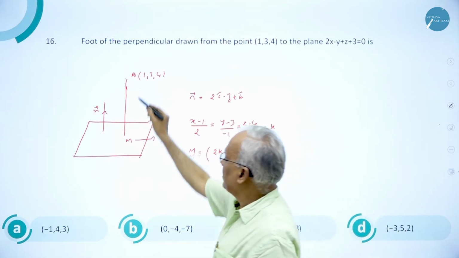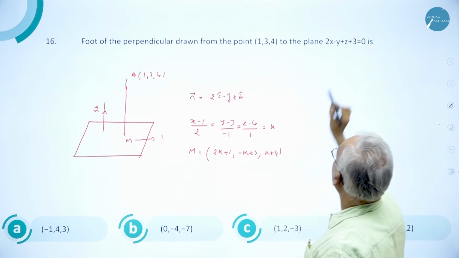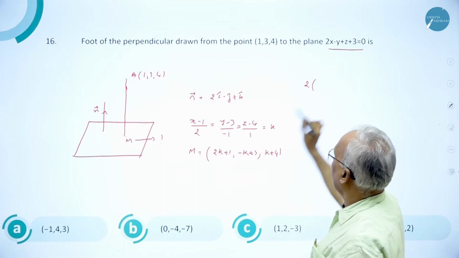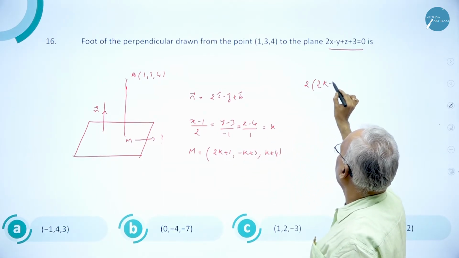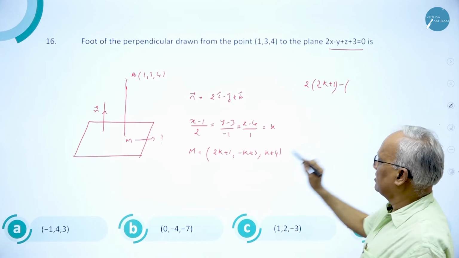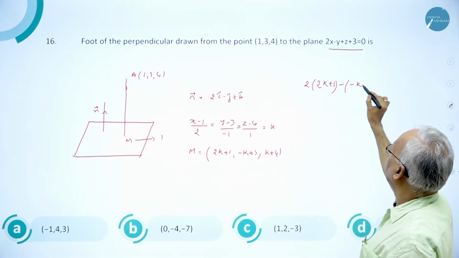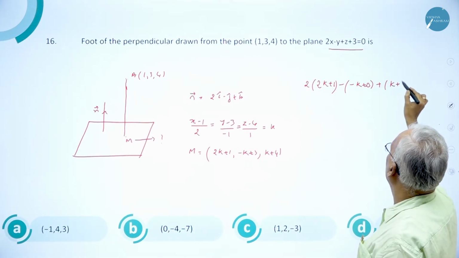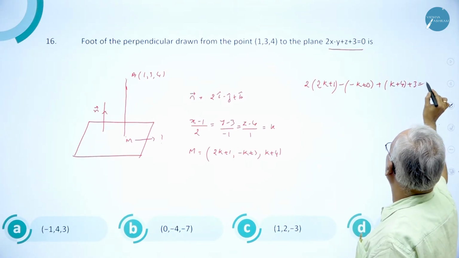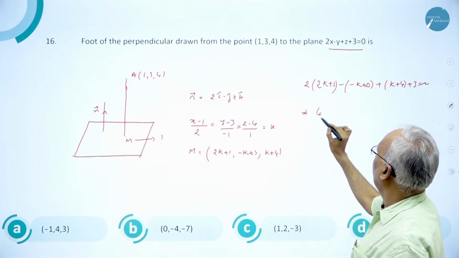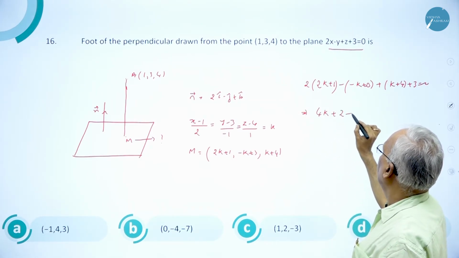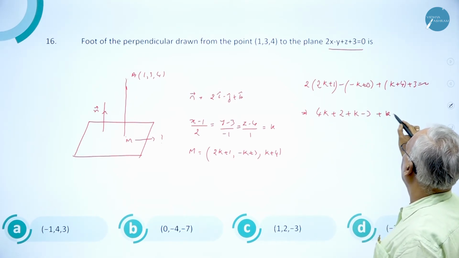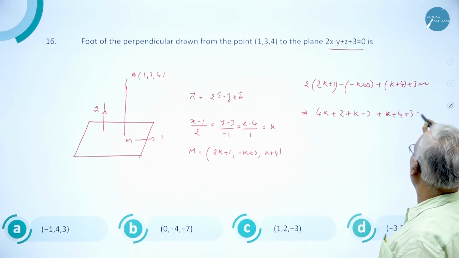This is a typical point on this line. I want this point to be on the plane, so this should satisfy the equation of this plane. Therefore, substituting 2 times x coordinate is 2k plus 1 minus, substitute carefully, minus k plus 3 plus z, that is k plus 4 plus 3 equal to 0. Simplifying, you get 4k plus 2 minus of minus k plus 3 plus k plus 4 plus 3 equal to 0.